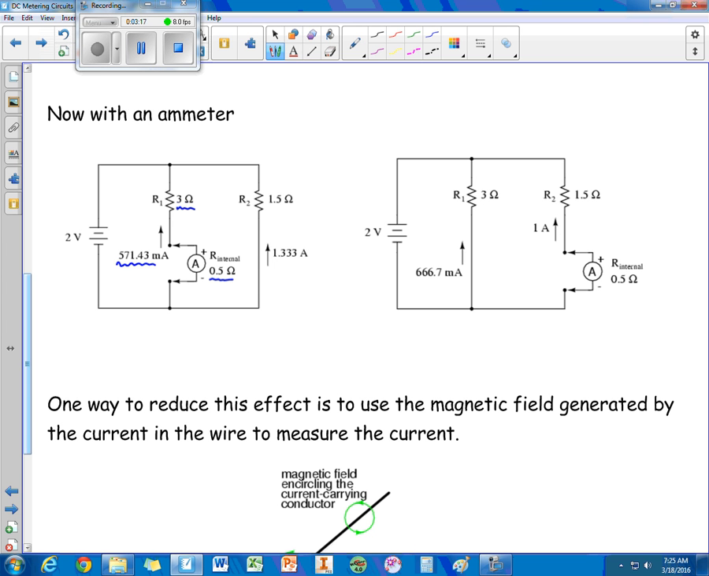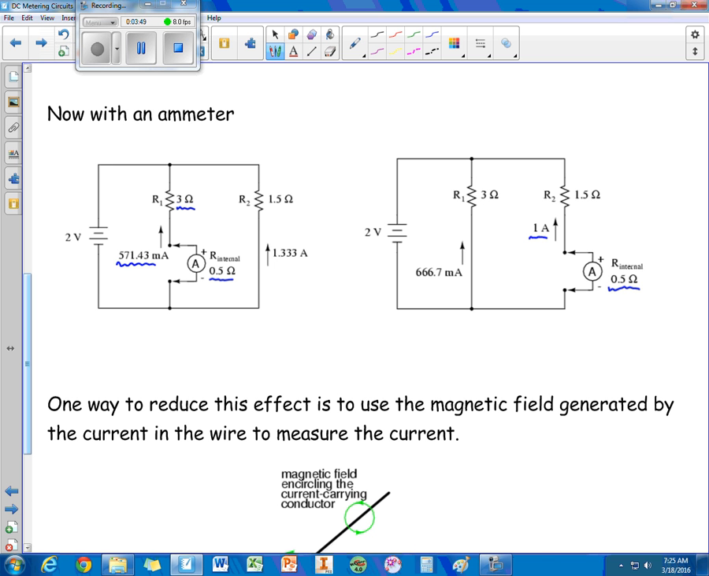Likewise, if I take that same ammeter and move it to the other side, I now have 2 ohms of resistance through this. I've increased the resistance, so that means I lower the current. So now I only have 1 amp of current flowing through that. And that's a pretty big deal, to lower it by 1/3 of an amp. That's quite a lot of amperage that's being taken out of that circuit.